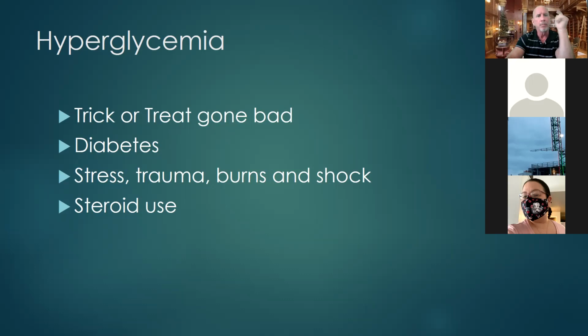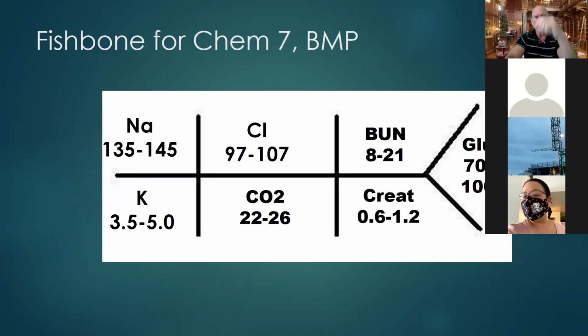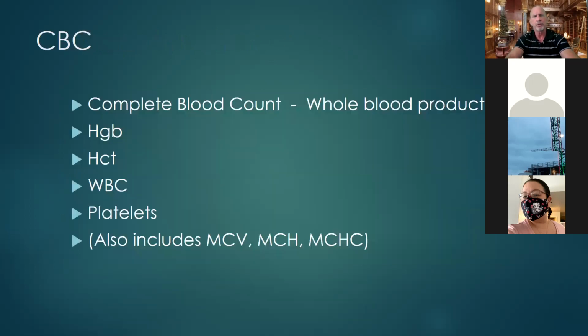Not good if you're always in stress. But mostly it's usually, this is one of Eileen's slides because it says trick or treat gone bad. Too much sugar. So you're going to get totally inundated with that in Eileen's diabetes classes. So there it is. That's the Chem 7 or the basic metabolic panel right there in a fishbone shortcut abbreviation. I'm not sure what you call that. So any questions on that?